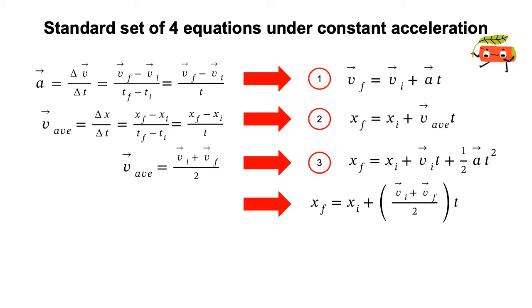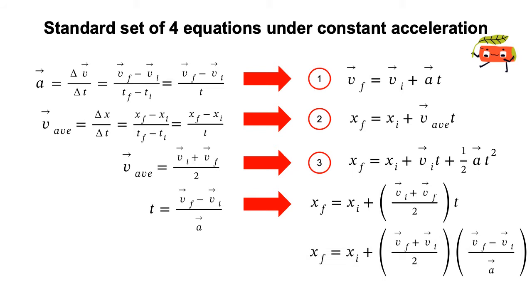Going back to the second equation, wherein we replace the average velocity with v initial plus v final over 2, we replace t using the first equation with t equal to v final minus v initial over a. Incorporating them, we get this equation. For this one, we recall this algebraic expression: a plus b times a minus b, we get a squared minus b squared.